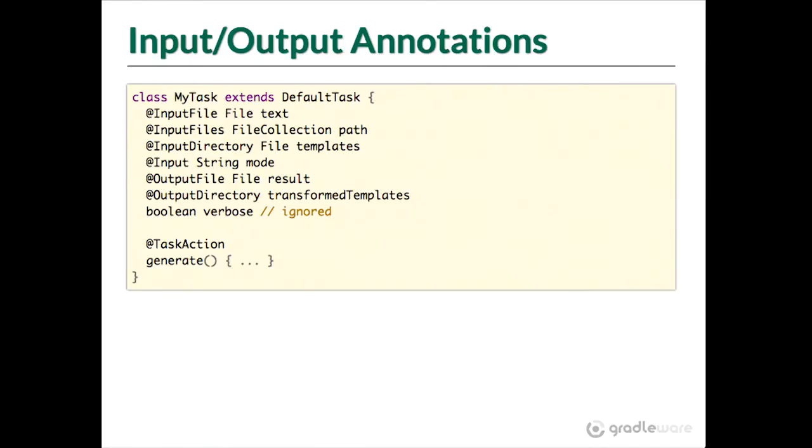So when I do my configuration and I say text and I give it a file, it knows that that's an input. So now it can do all that wonderful stuff and say, well, if that input hasn't changed since last time I ran this task, I probably don't need to run the task again, as long as the outputs haven't changed as well. Okay? And there's a number of annotations. Input files, input directory, just input string, output, and then there's the same for the outputs.